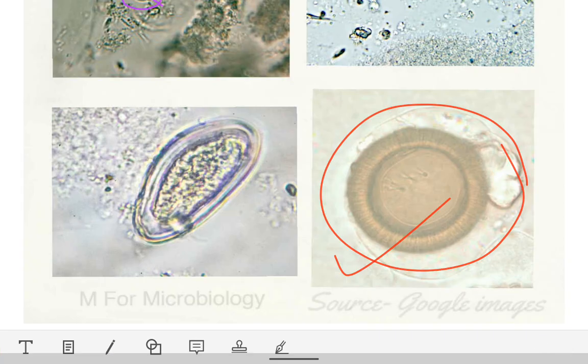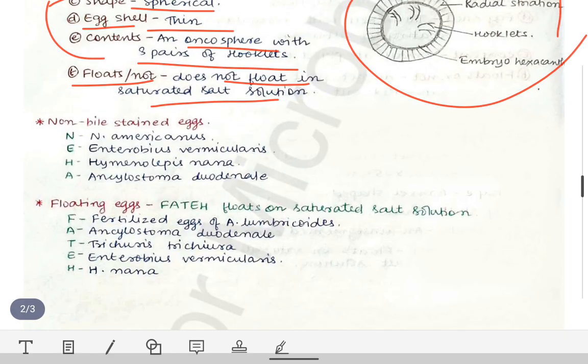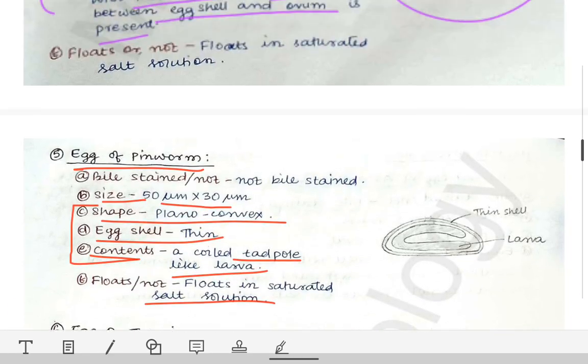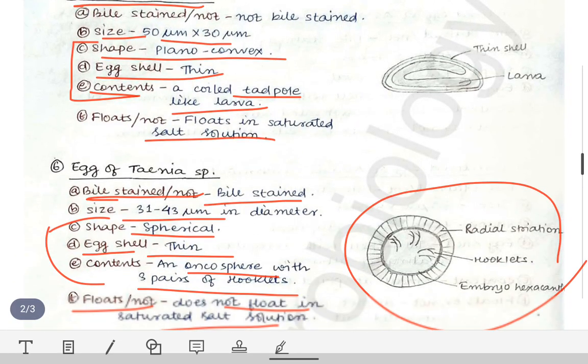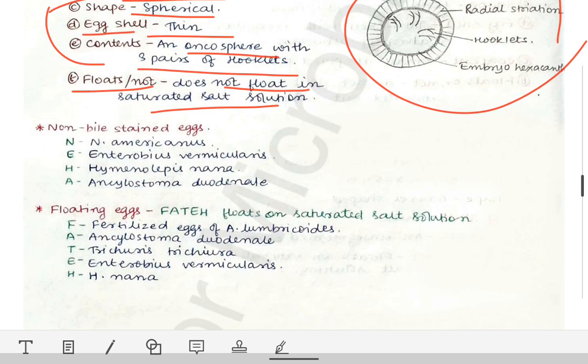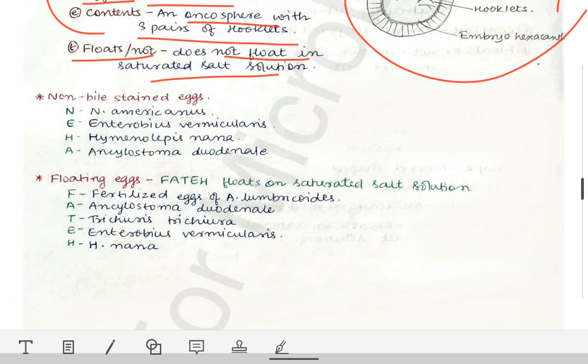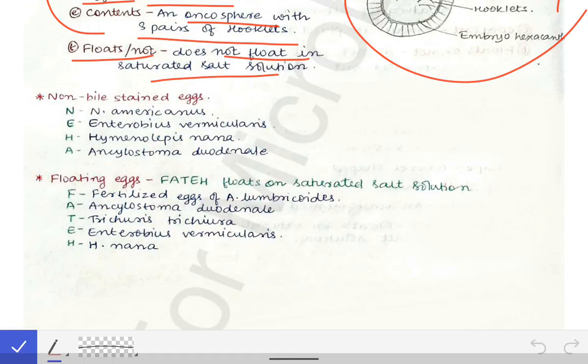Okay, so I think now you are able to identify all the eggs, and you will be able to write all the characteristic features also. But first let me help you remember whether the eggs are bile stained or not, and whether they float or not. You can remember those features by a mnemonic. Non bile stained eggs are the NEHA. So except NEHA, all others will be bile stained.